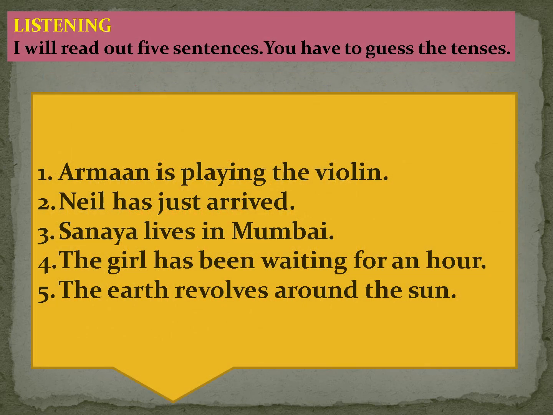Students, listen to me very carefully. I'll read out 5 sentences. You have to guess the correct tense. First sentence is Arman is playing the violin. Second, Neil has just arrived. Third, Sanaya lives in Mumbai. Fourth, the girl has been waiting for an hour. Fifth, the earth revolves around the sun.